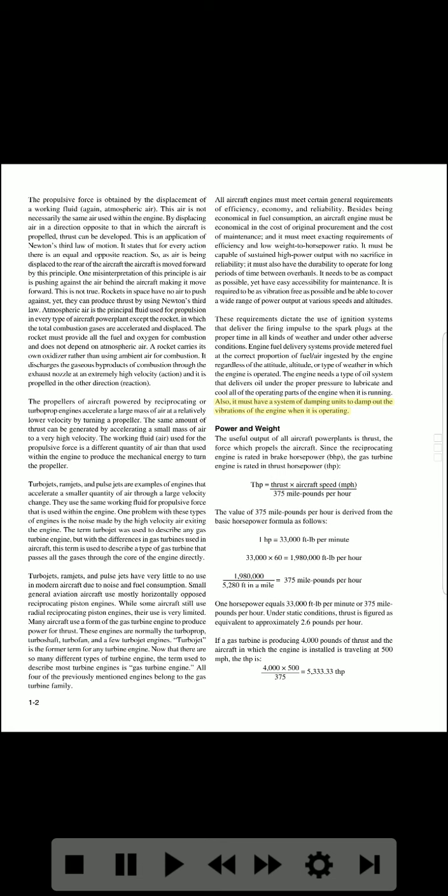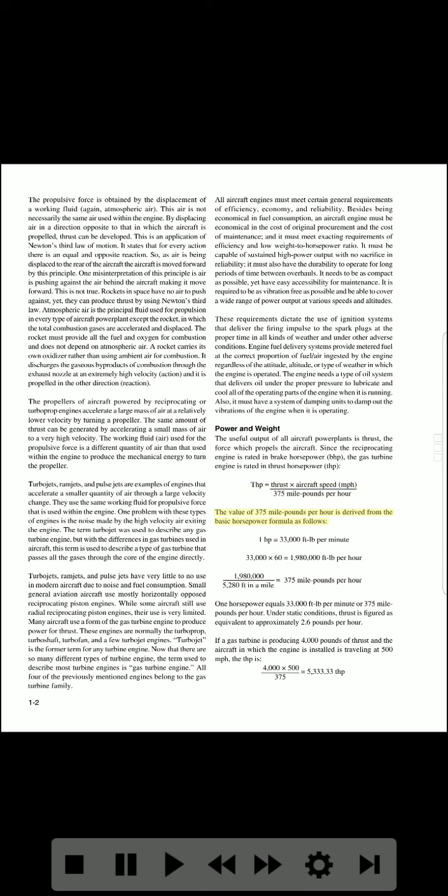Also, it must have a system of damping units to damp out the vibrations of the engine when it is operating. Power and weight. The useful output of all aircraft powerplants is thrust, the force which propels the aircraft. Since the reciprocating engine is rated in brake horsepower, BHP, the gas turbine engine is rated in thrust horsepower, THP. THP equals thrust times aircraft speed in miles per hour, divided by 375 mile-pounds per hour.